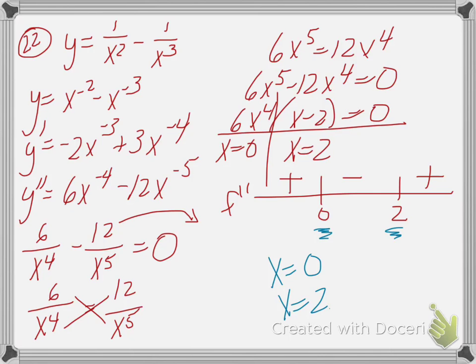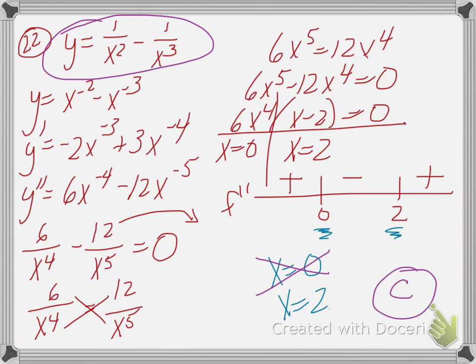So how do you know which one to choose? Well, there's a big problem here, and that is x can never be 0, because if you go back to the original, if x was ever 0, it would be undefined. So x can never equal 0. So that means it has to happen when x equals 2, and that was choice C.